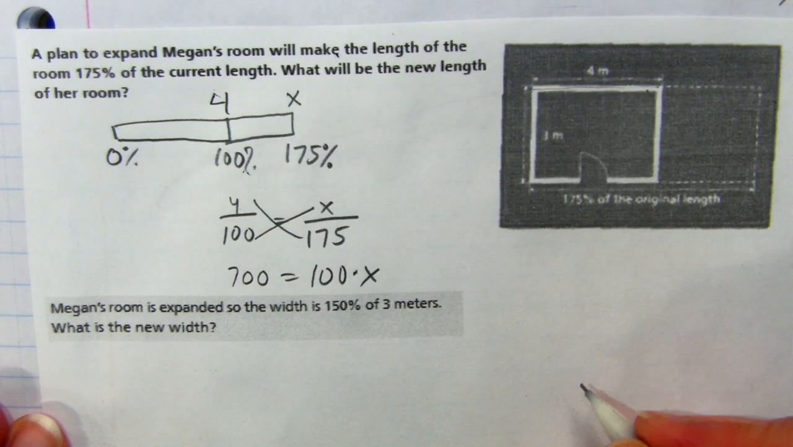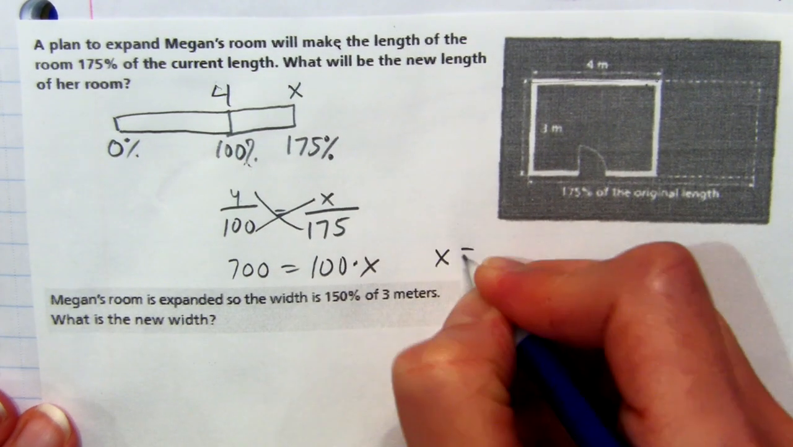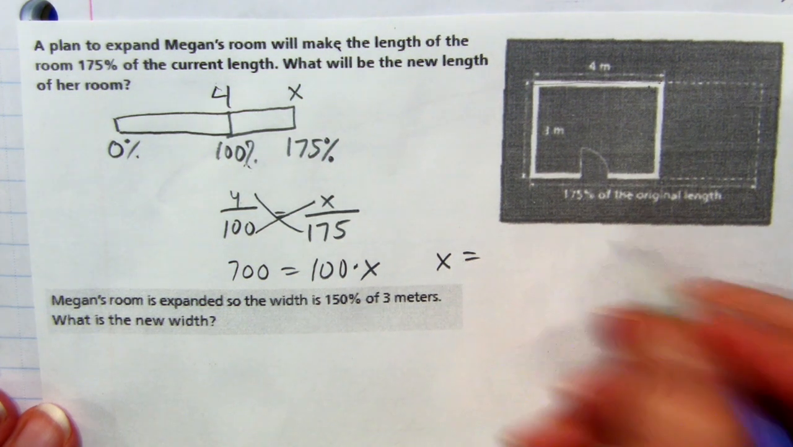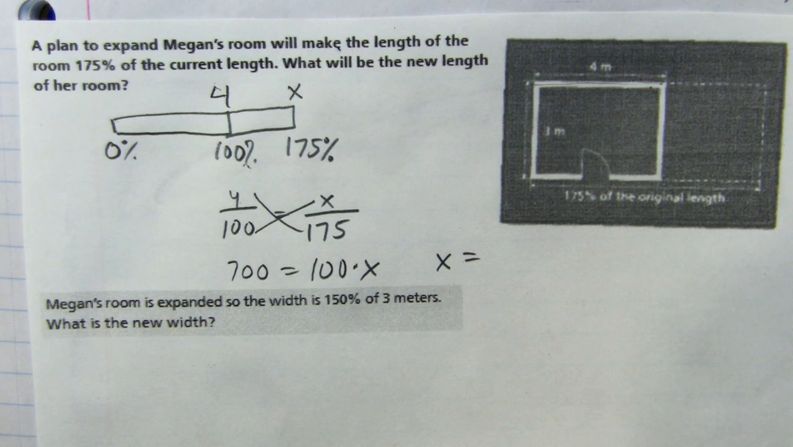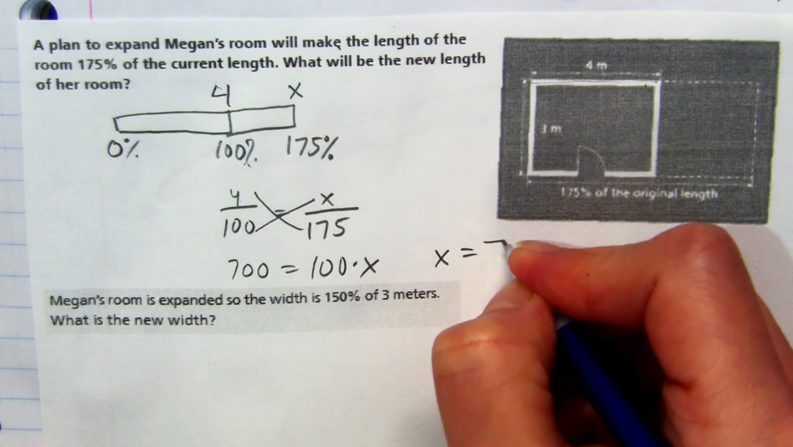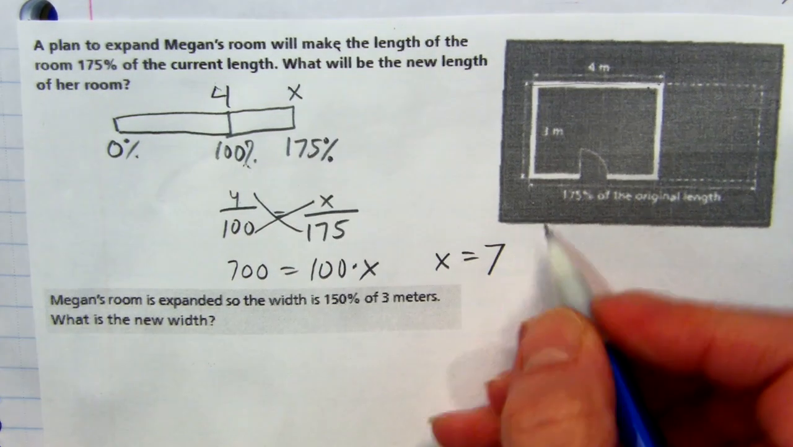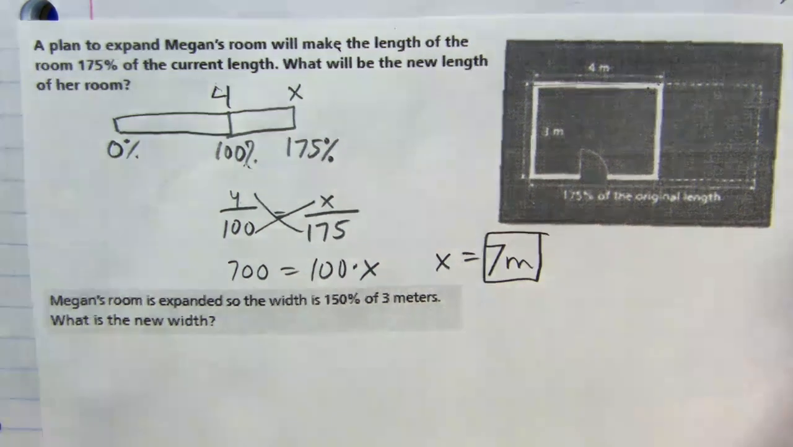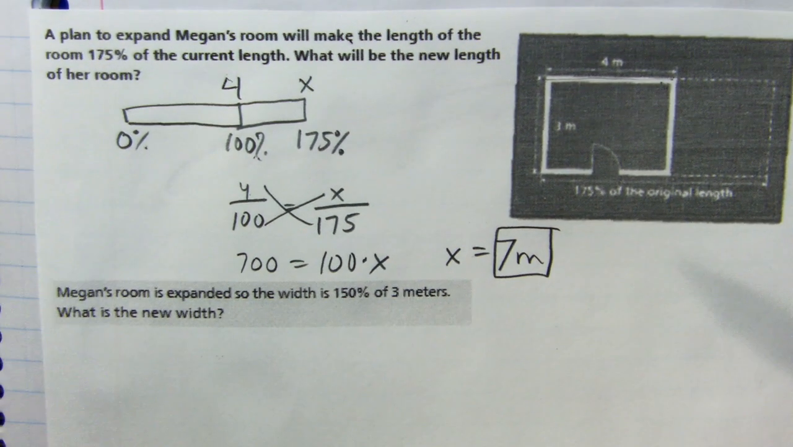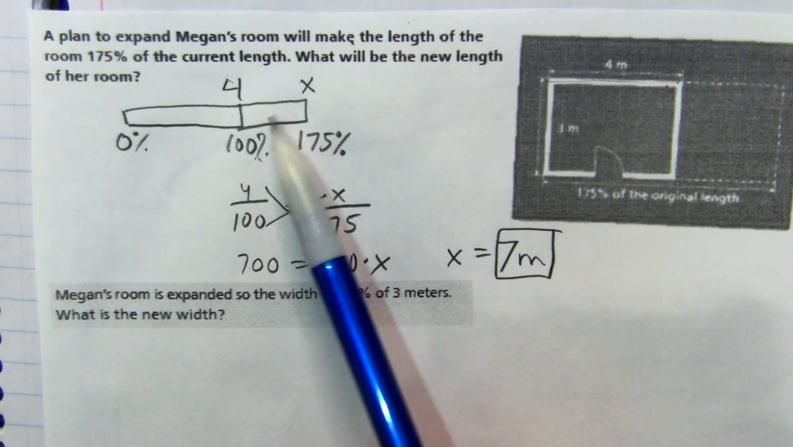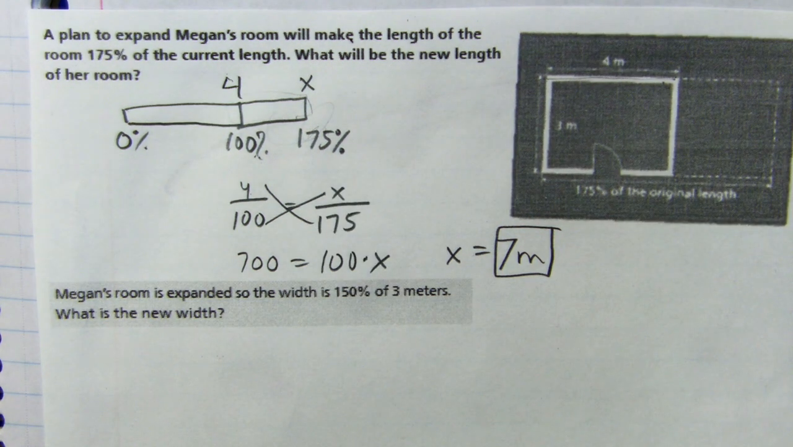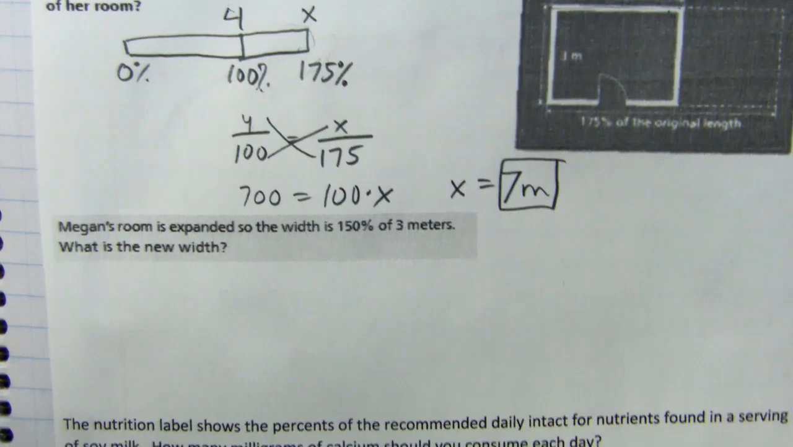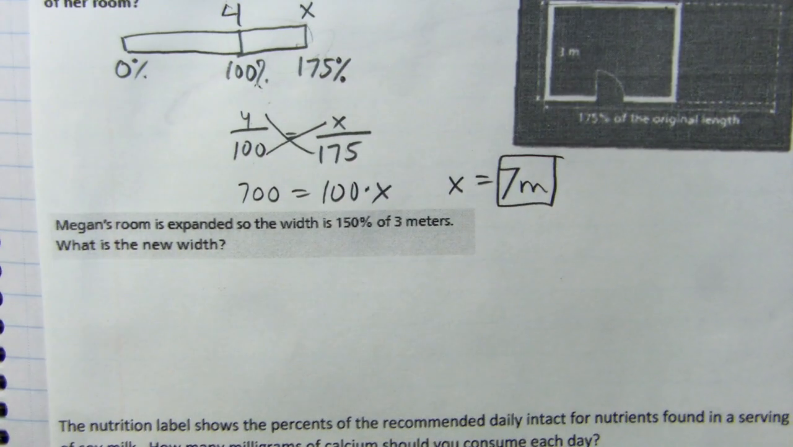I'll bet you guys can figure that one out. So X equals what? Anybody? X equals 7. So that means that her new room is going to be 7 meters long. So I like the bar method because it gives you a way to still do percents even when they go over 100%, all of that. And it just helps you set up a proportion that works.